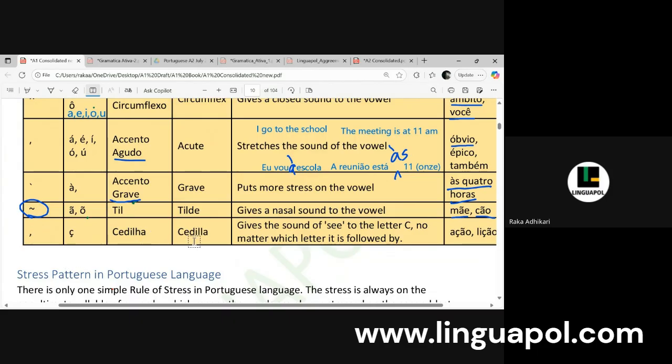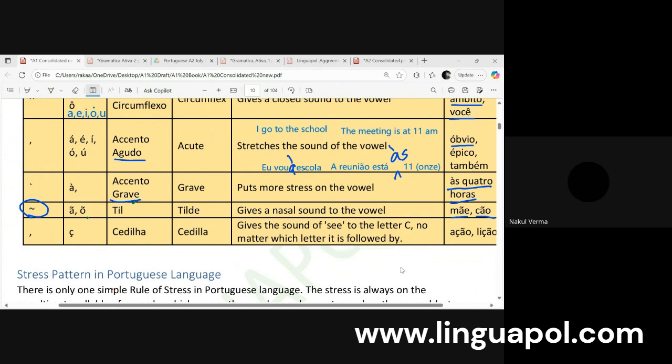This is called acento cedilha, and we have already come across it when we were reading the rules of the letter C. So can you remind me, why do we need this accent? What is the role of this? Someone please raise your hand and tell me, what is the role of this accent? Yes, Nakul?